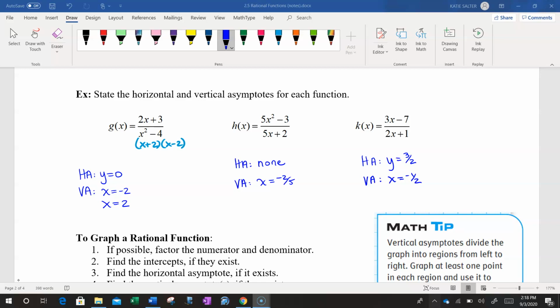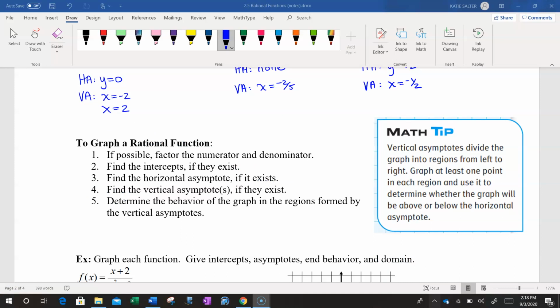And the last one, they are both linear expressions, so therefore, when we do the leading coefficient of the numerator divided by the leading coefficient of the denominator, our horizontal asymptote is at y equals 3/2. Set the denominator equal to 0. Our vertical asymptote is at x equals negative 1/2. And we should be able to do this without technology. We used the technology on the first page to help us discover why we have horizontal asymptotes.